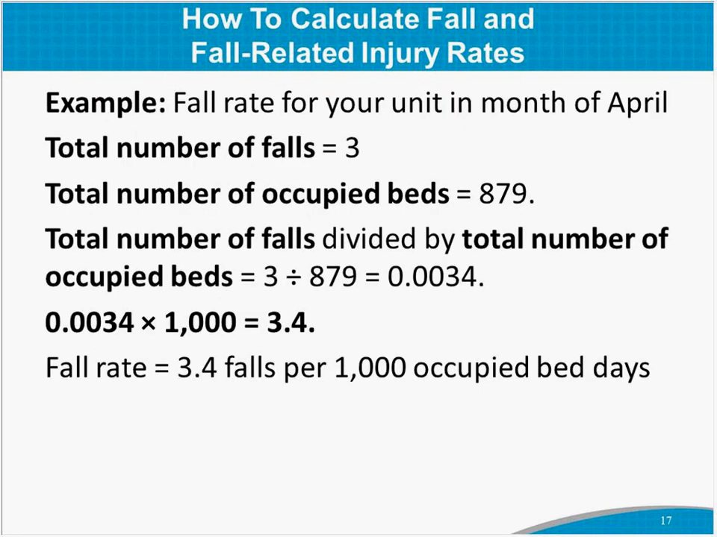In a similar way, we could do this with the injury rates, and this is what it would look like. 3 divided by 1,809, and then you get 0.0034, then you multiply it by 1,000. So what does this mean? It means 3.4 falls per 1,000 occupied bed days. And you can see how if the bed days change, that will affect the rate. But this gives us a chance to say, what is our rate of falls rather than just the number of falls?